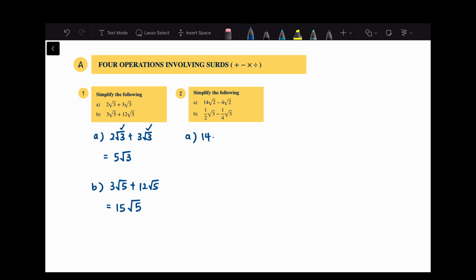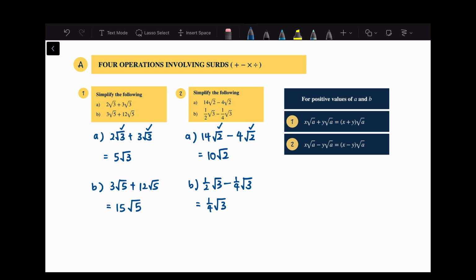So let's move on to the subtraction operation. In 2a, we have 14 root 2 minus 4 root 2. Notice that the surds are of the same kind. We can subtract the coefficients, which gives 10 square root 2. For part B, it's slightly different as it involves some fractions, but not to worry. We just need to take half square root 3 minus quarter square root 3, which gives us a quarter square root 3. From this point onwards, I'm going to publish the formula on the right side of the screen for your convenience, so make sure you memorize and remember them.